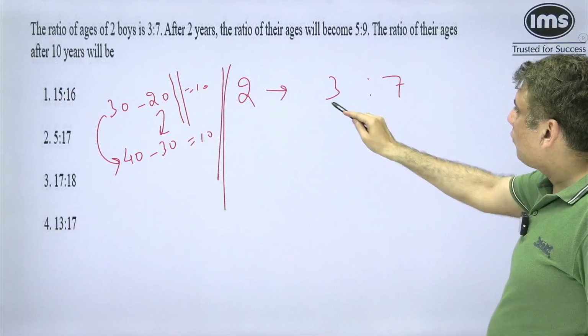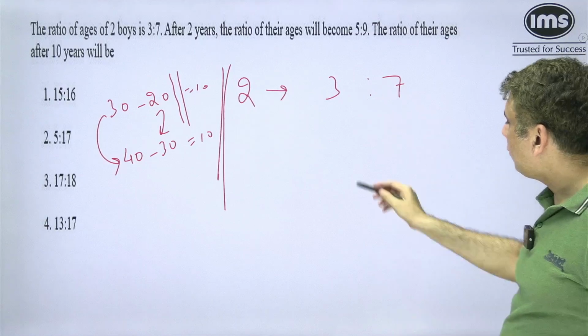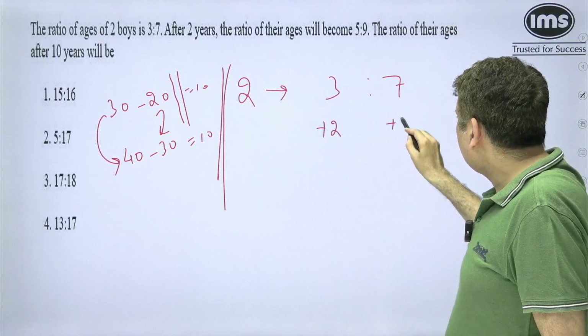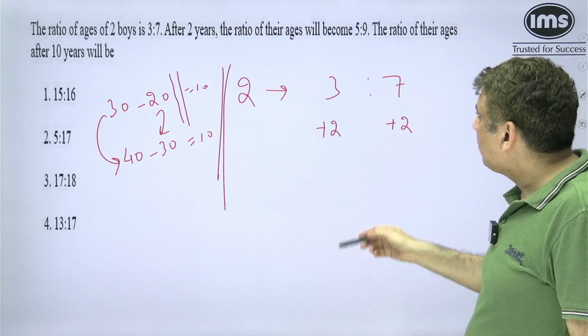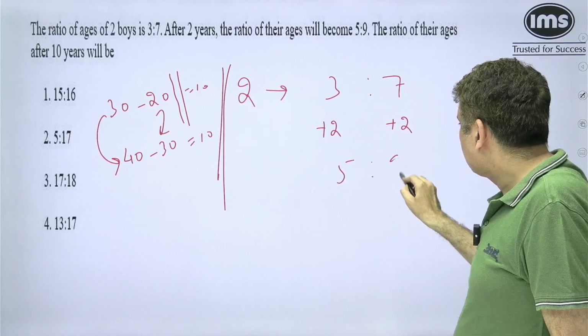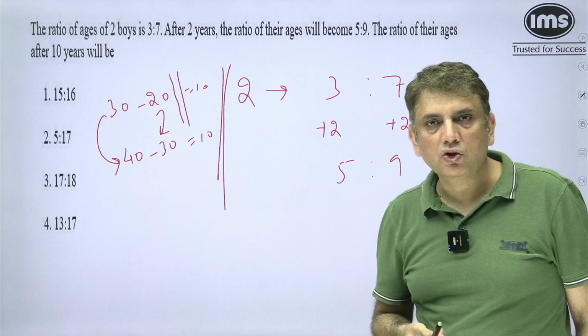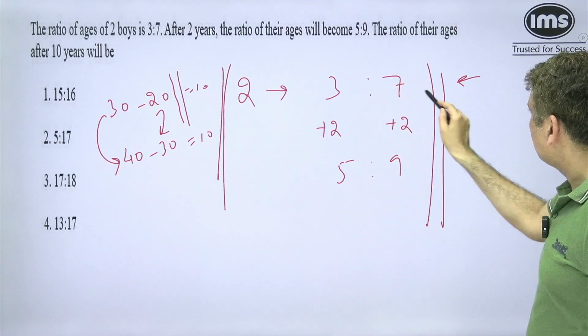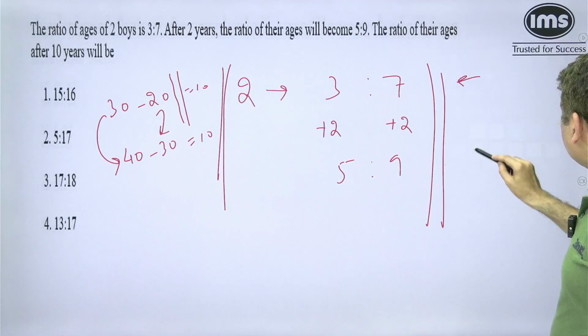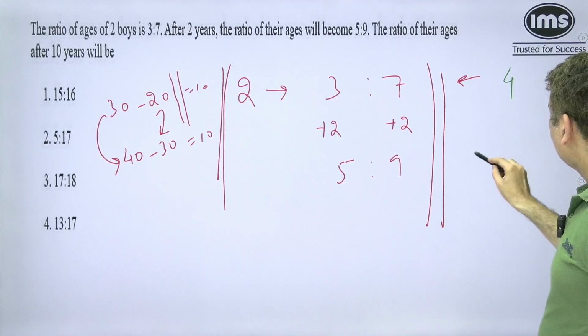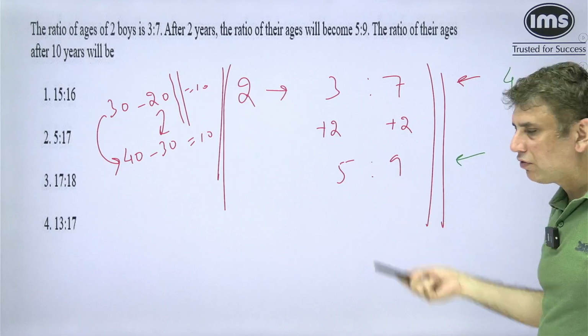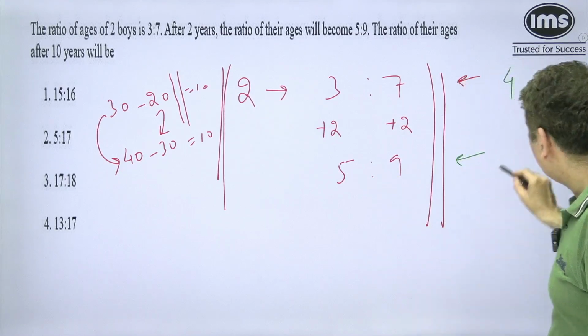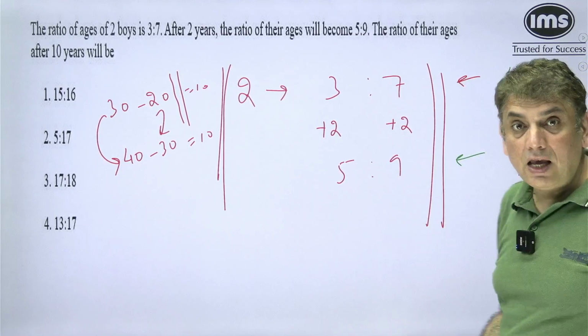The present age ratio of two boys is 3:7. After 2 years, the ratio of their ages becomes 5:9. Now, first and foremost, you have to see the difference. What is the difference over here in the first ratio? 7 minus 3, which is 4. What is the difference in the second ratio, 5:9? 9 minus 5, 4. It is the same.